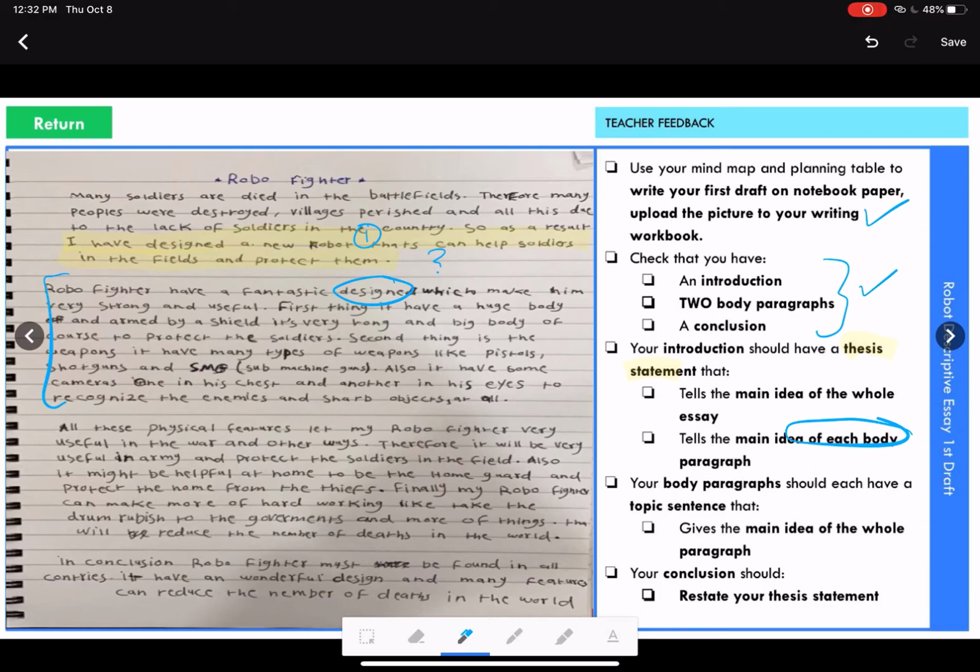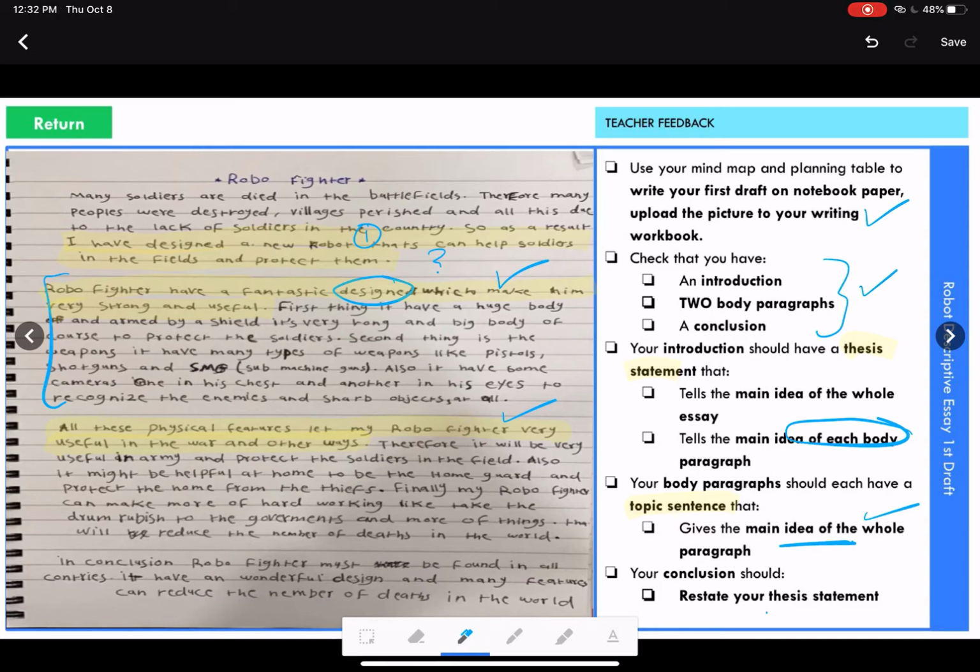All right, so now let's look at those topic sentences, getting into the body paragraphs. RoboFighter has a fantastic design, which makes it very strong and useful. Now that is a good topic sentence. I know what the main idea of this body paragraph is going to be about. And now let's look at the second body paragraph. All these physical features let the robot fighter be very useful in the war in other ways. Excellent. Again, you're going to tell me how this robot is useful. And so those are all very good.